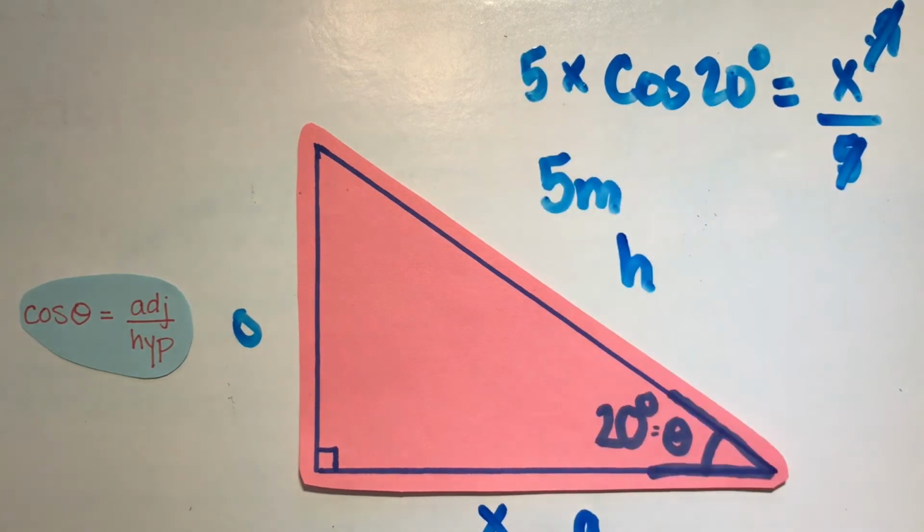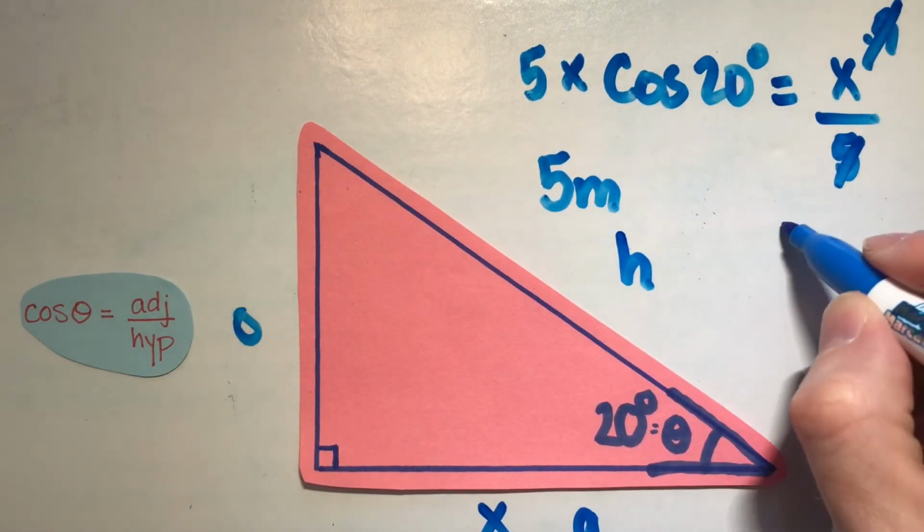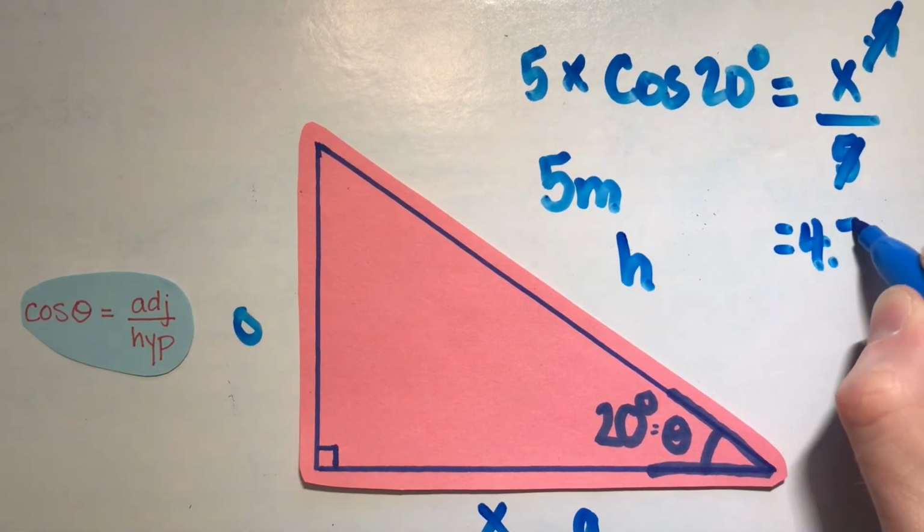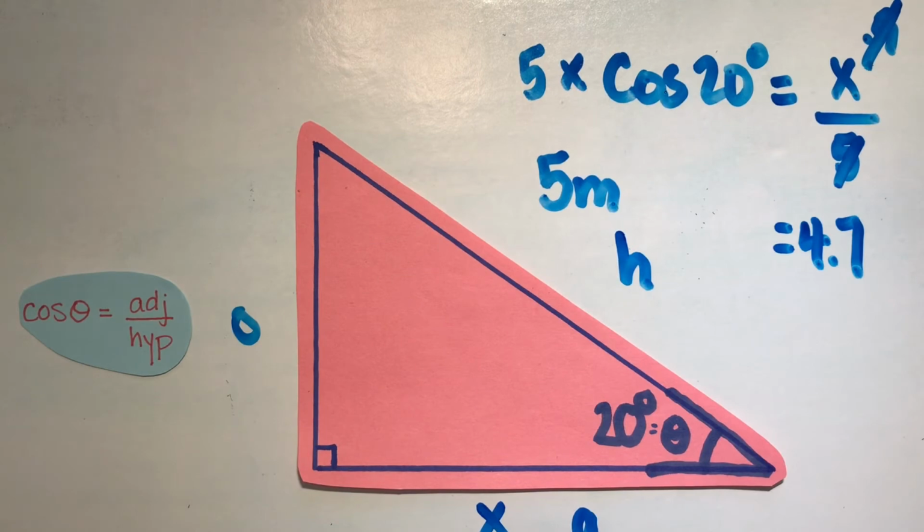So all I have to do on my calculator is 5 times the cosine of 20. And what that gives me is the answer to my problem, which is 4.7 meters. Well, since the hypotenuse at 5 meters has to be the longest side, 4.7 makes sense.